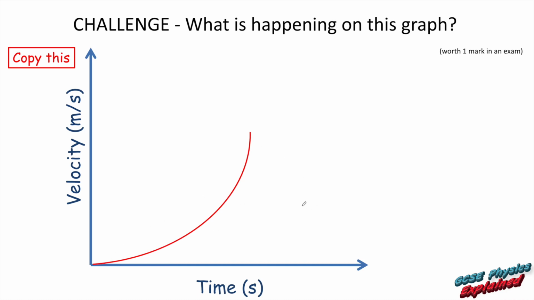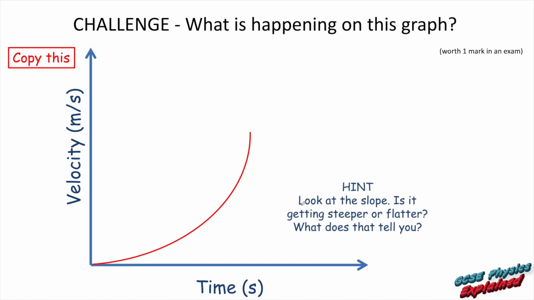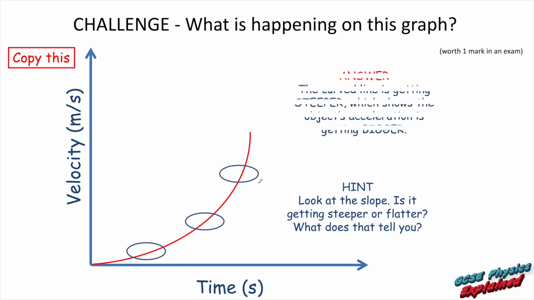So what is happening here? Right, have a look. What do you think's going on? Now, there's a little hint. Look at the slope, right? It's a velocity time graph. Look at the slope. Is it getting steeper and steeper, or is it getting flatter and flatter? Well, you can see the curved line's getting steeper, which shows the object's acceleration is getting bigger. All right, because remember, the steeper the slope is, the bigger the acceleration is.